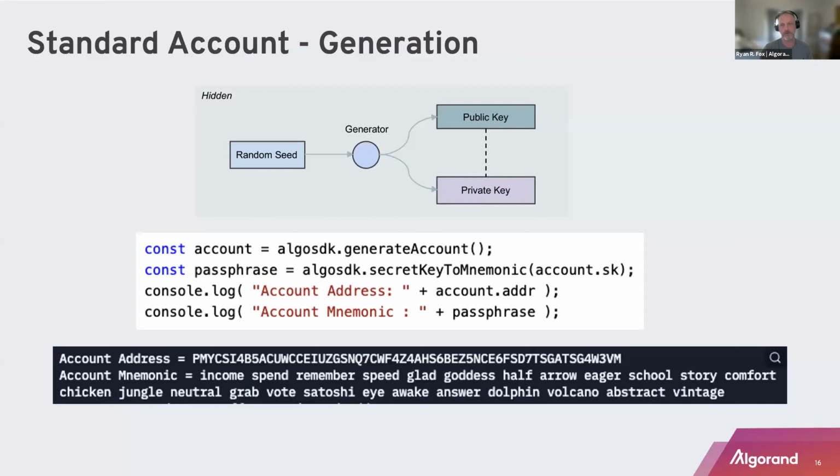So a standard account is really the combination of a public key and a private key, which come from a random seed. And the important thing to understand here is that the public key is something that you can share externally. That's actually the address where people are going to send you assets or send you algos. That's the piece that represents you on the blockchain.